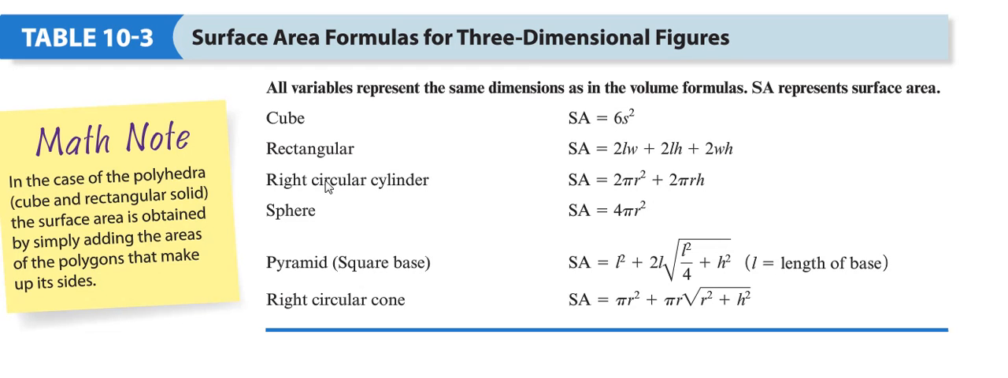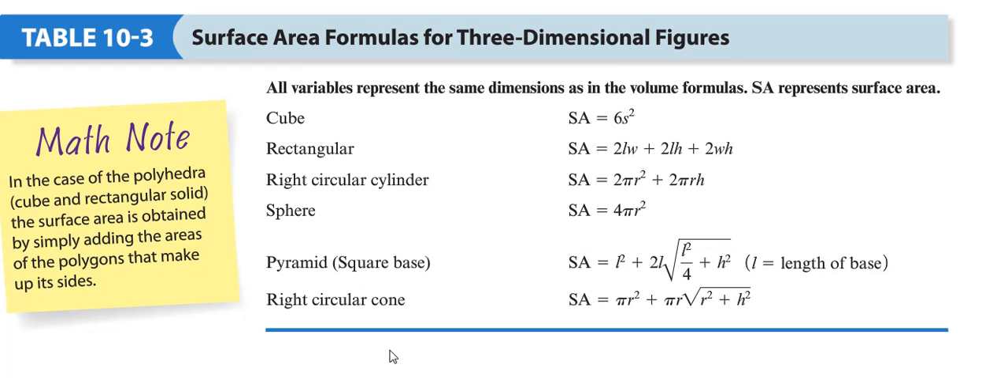Surface area of a right circular cylinder, SA equals 2 pi r squared plus 2 pi r h. For a sphere, the surface area is equal to 4 pi r squared. For a pyramid with a square base, the surface area is equal to L squared, which is the length squared, plus 2 times the length, times the square root of the length squared over 4 plus h squared. That's the formula you use to find the surface area of a pyramid.